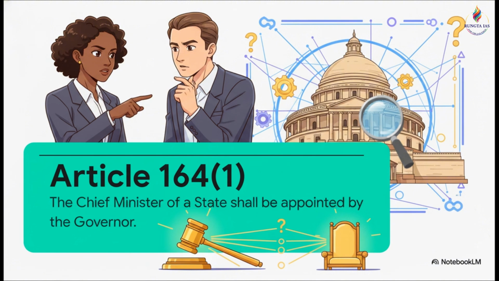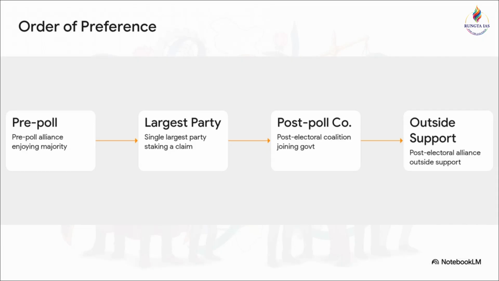When a single party sweeps the election, the path is obvious. But without a clear majority, the governor's discretion kicks into high gear, and that's exactly where all the constitutional controversies begin. Now, aspirants, grab your pens and note down this exact sequence. To bridge that constitutional loophole, the Sarkaria Commission back in 1987 and later the Punchhi Commission in 2010 gave a very specific four-step order of preference.